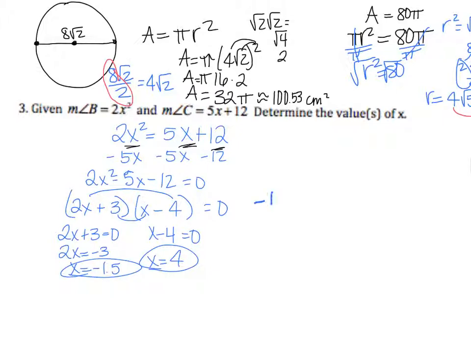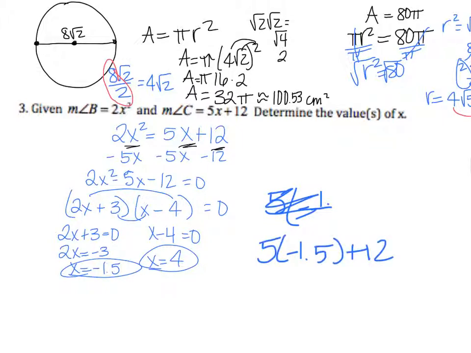If I put, whoops, not negative 5. If I put negative 1.5, man, I can write today. Plus 12, this is still going to give me a positive answer. So negative 1.5 will work as well as 4. 4 will work as well, so both of these answers are solutions to the problem.